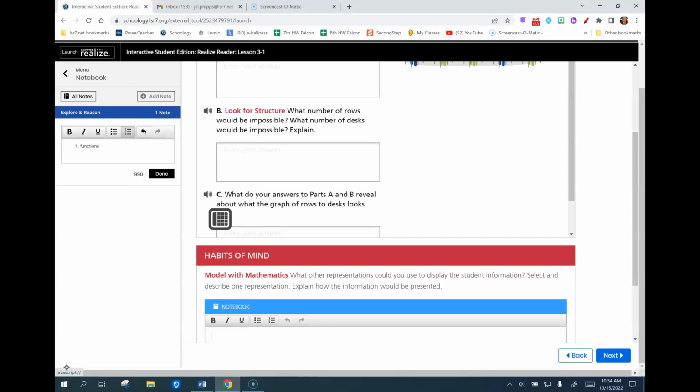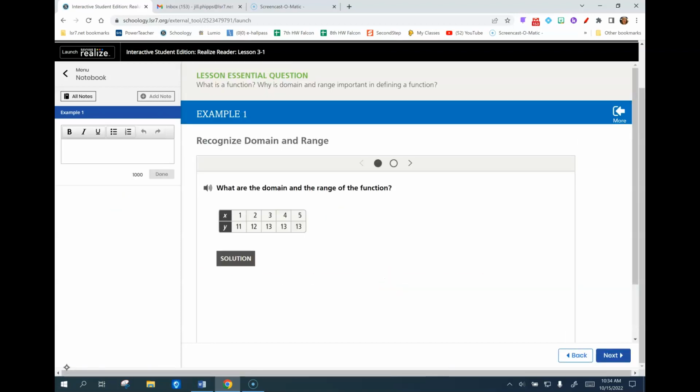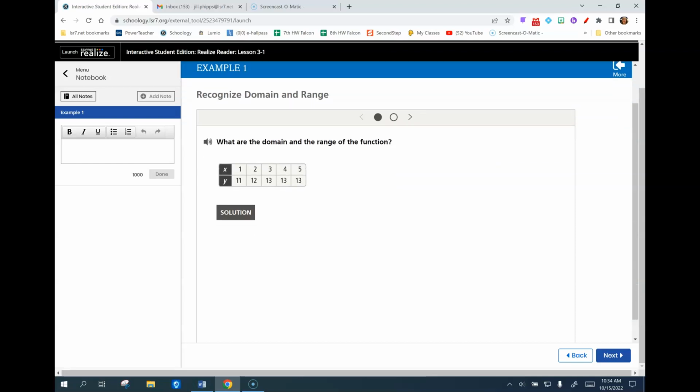So if you click here, it's going to go in your notebook. Anytime it goes in your notebook, that will be saved. Okay, let's go to the next page. And it says recognize domain and range. And this is where it's going to be really important that you pay attention, because this is how you're going to use the document. And it talks about domain and range. And did you notice what topic we're on? The lesson is about relations and functions.